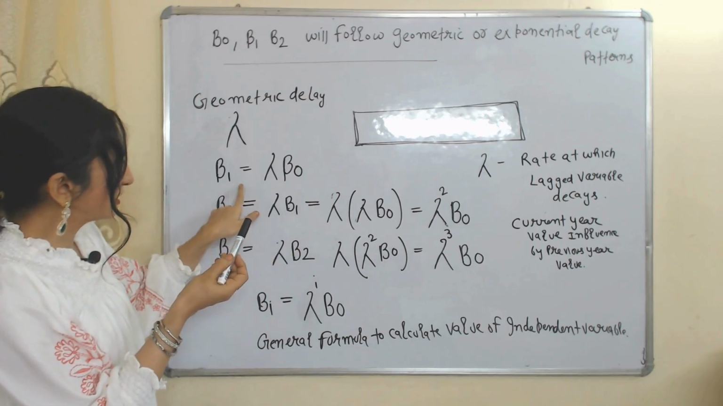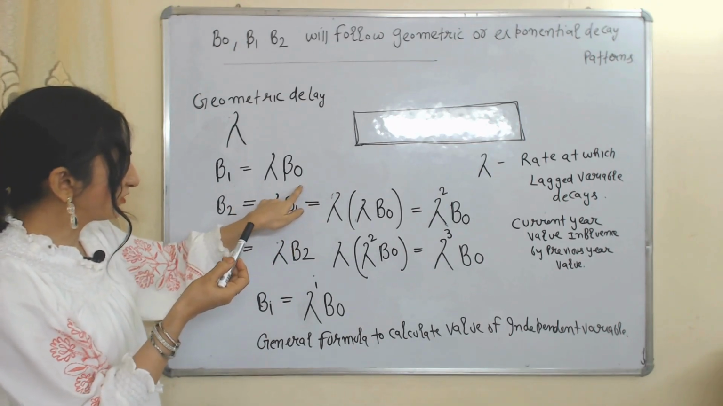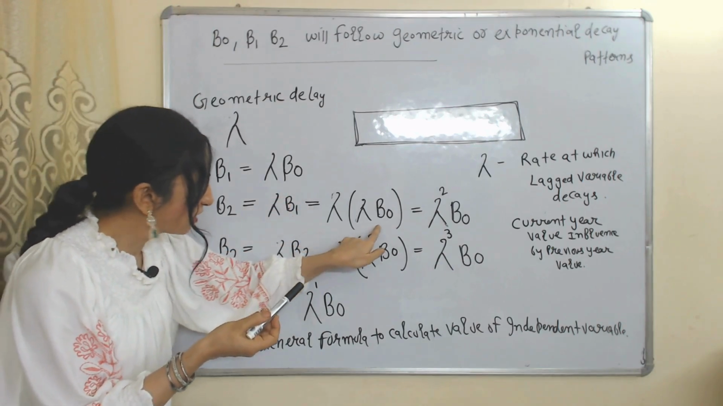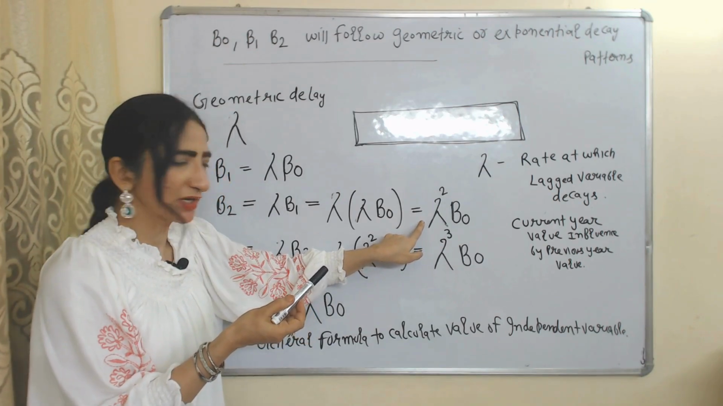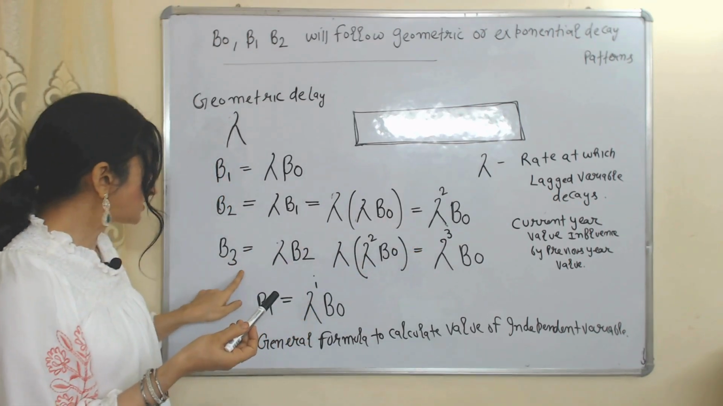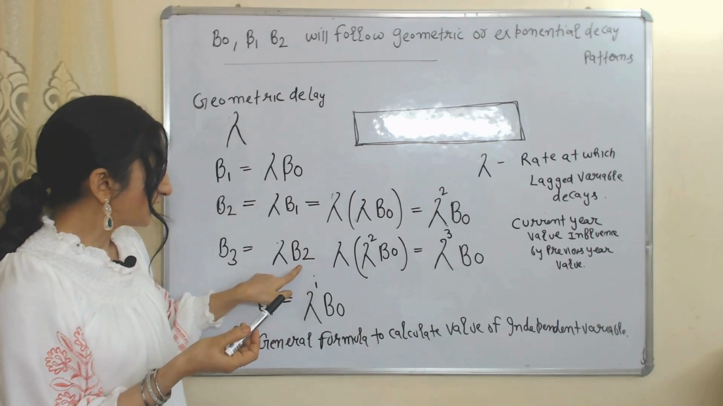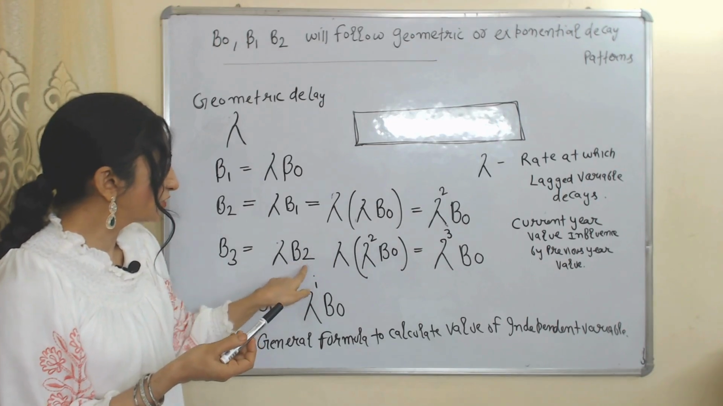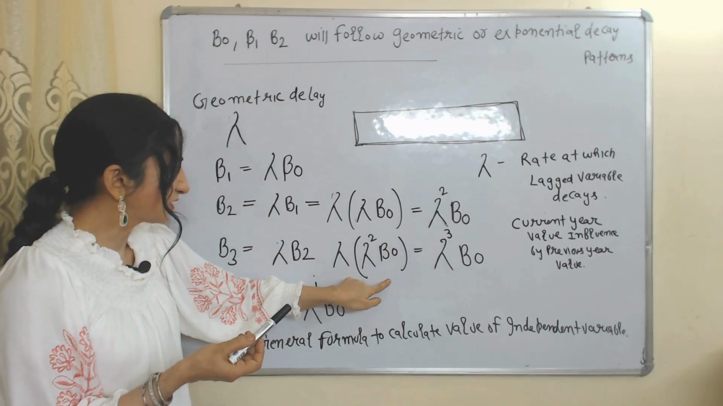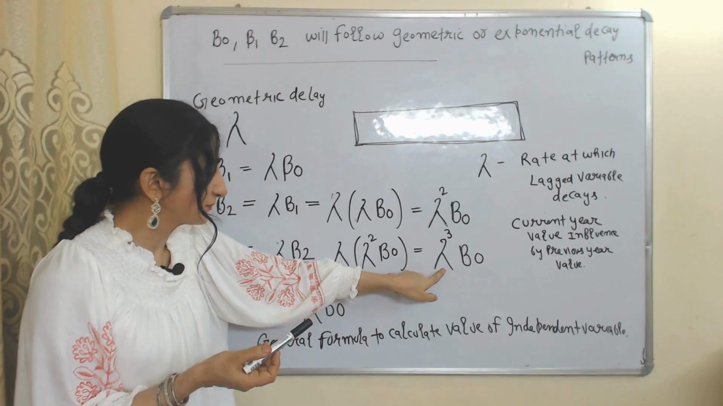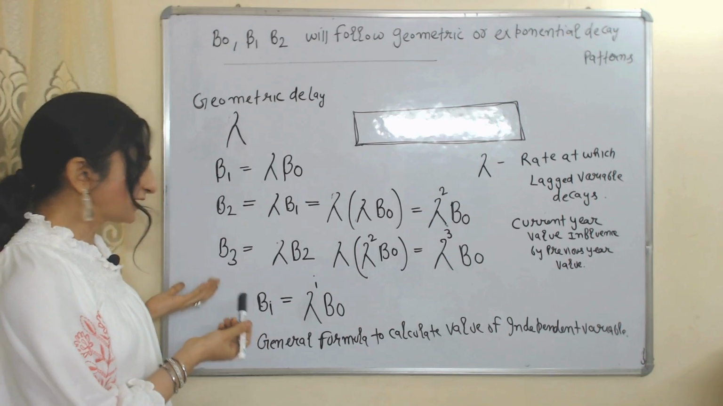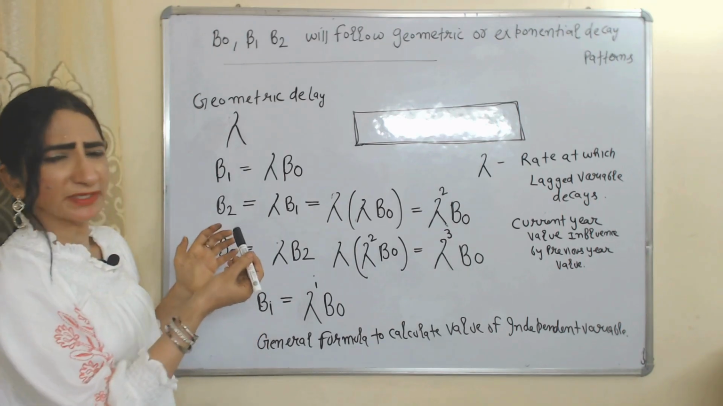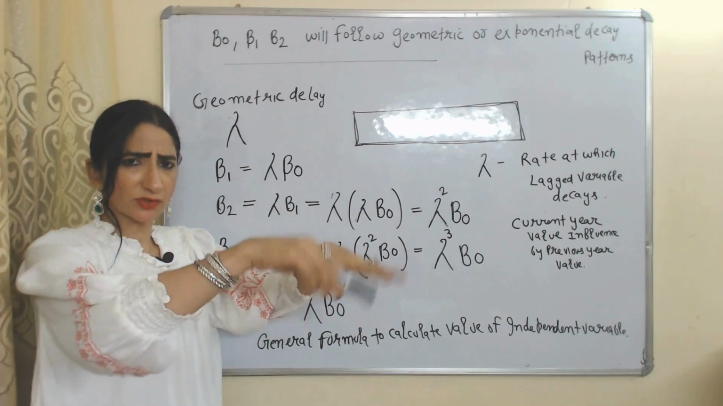Here we will put the value of beta 1. When we solve, it will become equal to lambda square beta 0. Similarly, beta 3 equal to lambda beta 2. Here we put the value of beta 2, and it will become equal to lambda cube beta 0. Similarly, we can calculate the values of beta 4, beta 5, beta 6, beta 7, and so on.